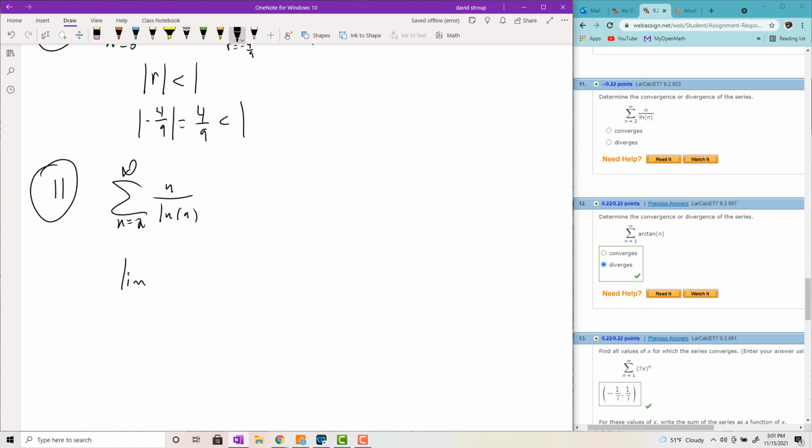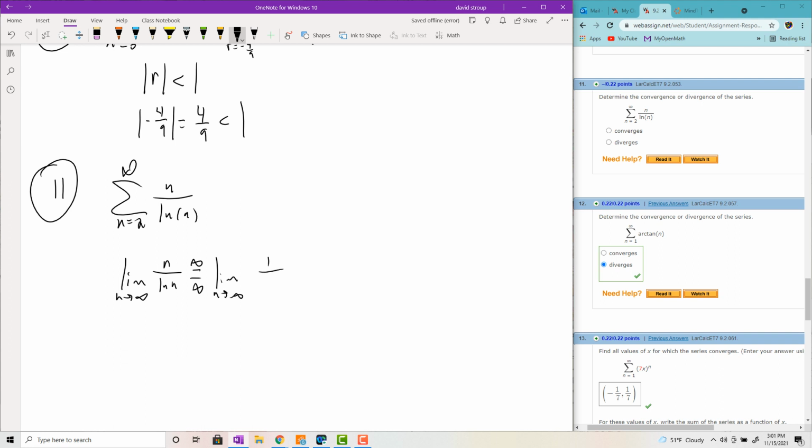So what you do is the nth term test for divergence. You look at what happens to the terms of the series as n goes to infinity. If that does not equal 0, it is divergent. Okay. So looking at this form, it's infinity over infinity form. So I'm going to do L'Hopital's.